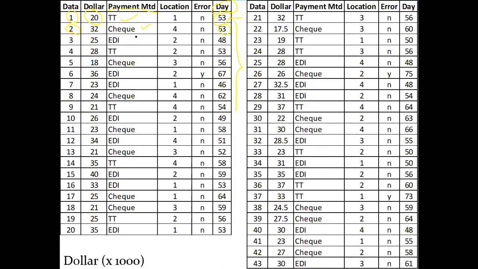or electronic data interchange. Or maybe because of the location: inside the same town as the company, or in a location outside of the company. Or maybe the invoice problems, whether there is no error or there's some error in the invoice, where the information in the invoice has some mistake. So don't forget that the data here, the dollar is in thousands.